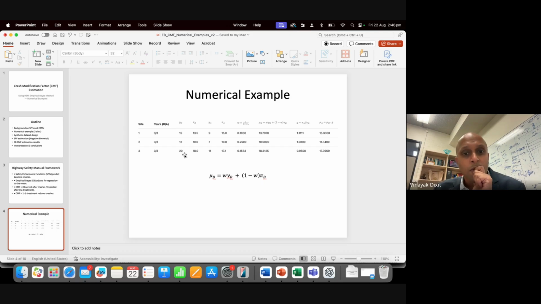Okay. Now, what we also know is that, based on the safety performance function, we have estimated a predicted value: 13.5, 10, 18. You can't really use these directly. You have to use the idea of the empirical Bayes. You have an observed and a predicted value, and you put weights on them. The weights are based on the overdispersion parameter, K. This will give you what mu B should be.